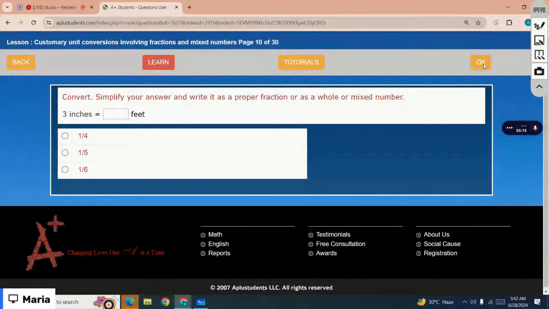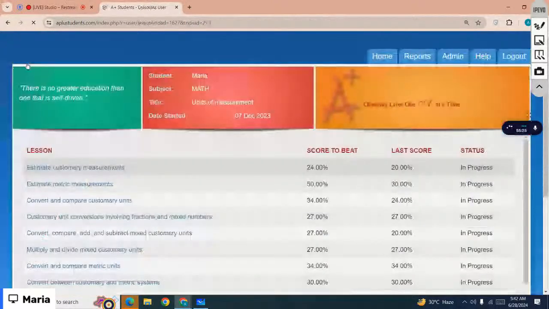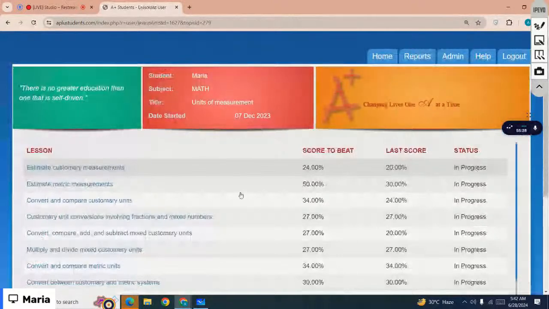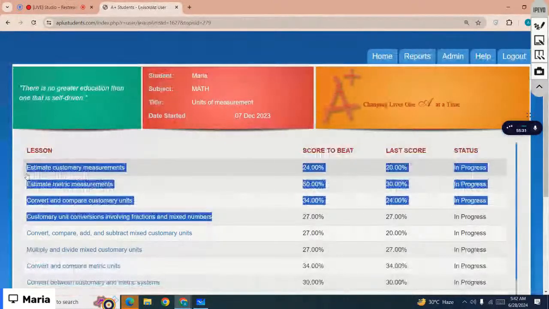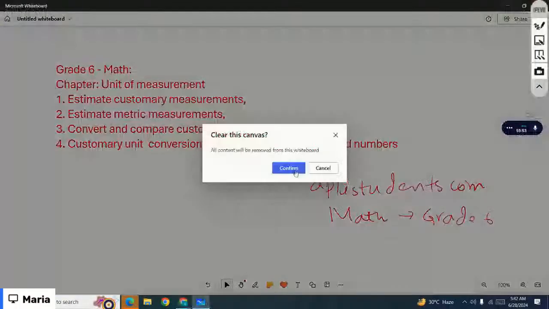Okay, you can complete the lesson by yourself later today. So we were working on grade 6 math. The chapter we were working on is measurement, units of measurement. The lessons we have covered today are estimate customary measurements, estimate metric measurements, convert and compare customary units, and customary unit conversions involving fractions and mixed numbers, right? So please make sure before the next session you complete all the practice questions for the lessons we just did. That is your homework.